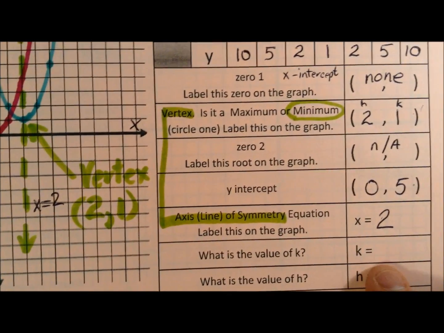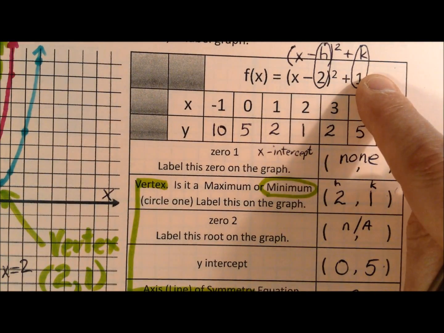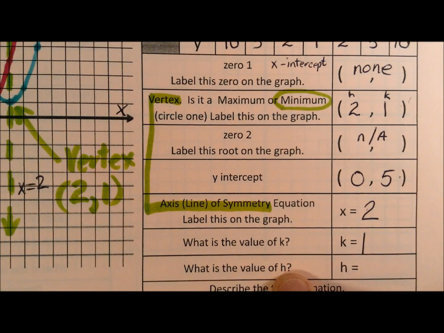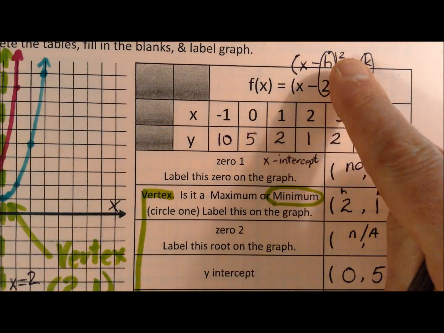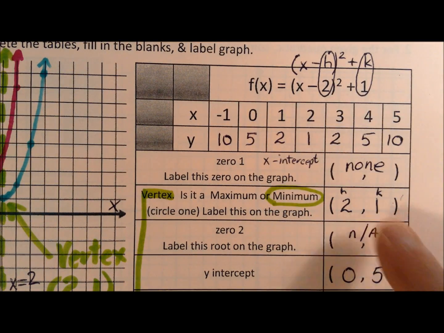What is the value of k? Well, I kind of did that at the very beginning. The value of k is 1. What is the value of h? Up here, the value of h was 2. Could have looked over here as well.